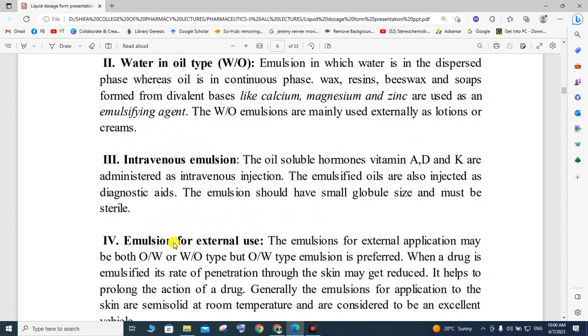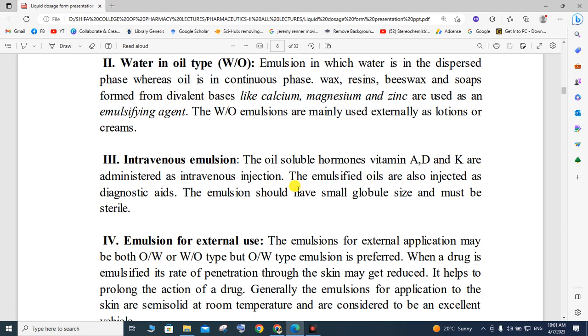The third one is intravenous emulsion. Intravenous emulsions are the oil soluble hormones, which can be in the form of vitamin A, for example retinol, cholecalciferol, and vitamin K. The oil soluble hormones like vitamin A, vitamin D, and vitamin K are administered as intravenous injections.